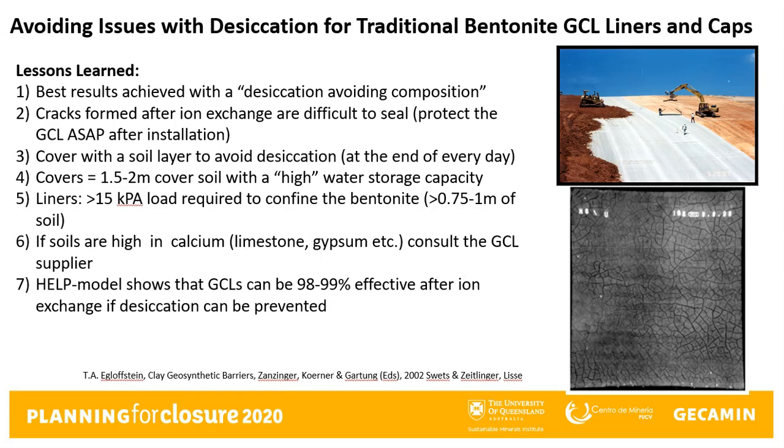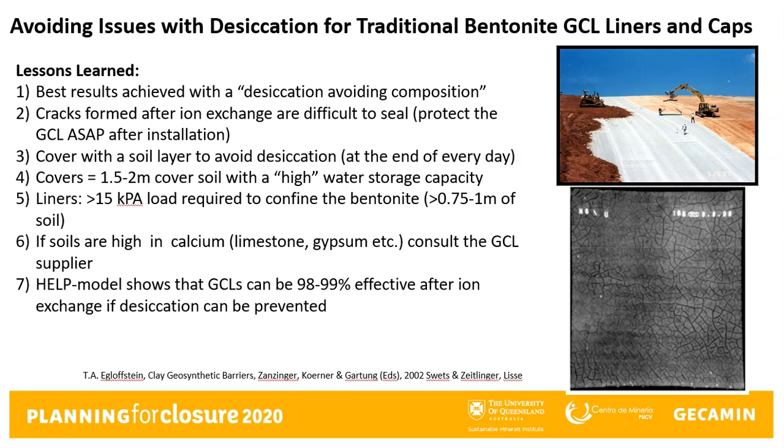So in order to avoid the effects of ion exchange, traditional GCLs must be installed according to manufacturer's guidelines. The best performance is achieved when using an assembly that helps avoid desiccation. The use of a geomembrane in combination with a cover soil layer, which is installed within 24 hours of placement, can minimize desiccation. Shown in the upper right-hand slide is an example in the field where they're covering the GCL with soil as it's being installed.